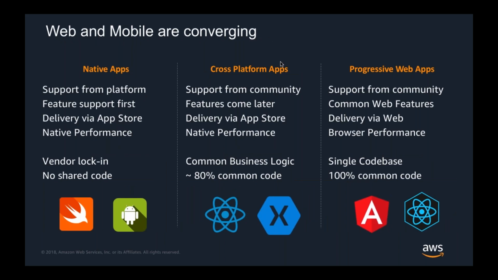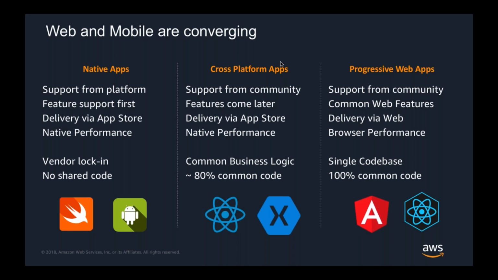Another trend that we're seeing fairly broadly is that web and mobile experiences really are converging. Certainly native apps can be preferable in some situations, such as if you need the ability to have native feature support on the devices. But having those native apps definitely comes with some challenges, things like vendor lock-in and limited ability to share code across different vendor solutions.